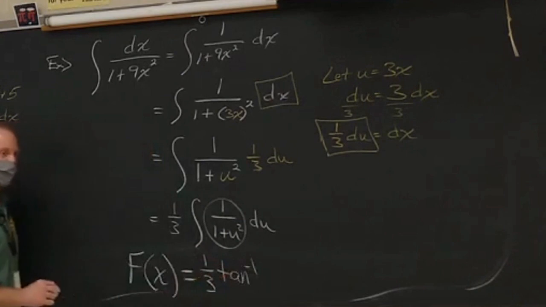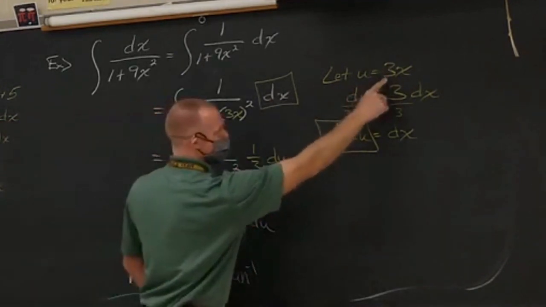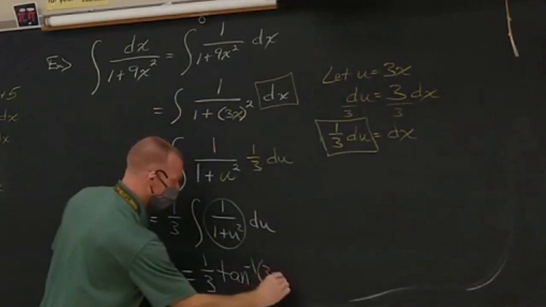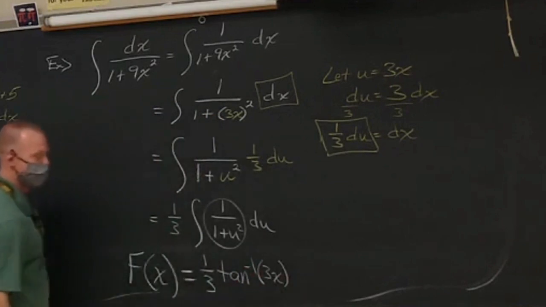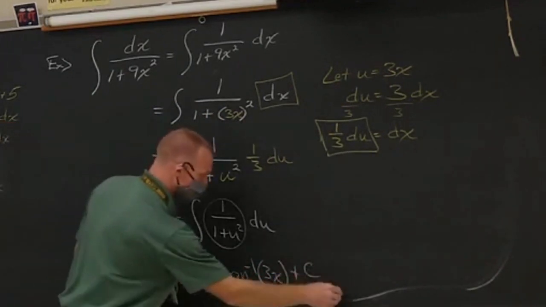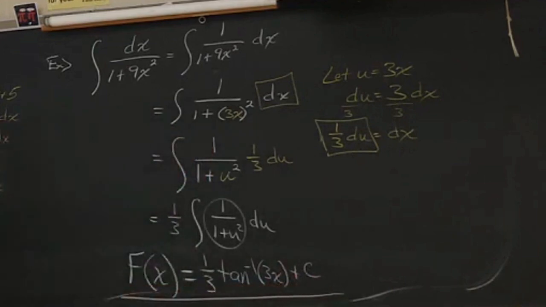Technically, I should write the letter u, but I think we're ready to say it's just going to then substitute back to be 3x. So it's the inverse tangent of 3x. Can we just go right to that final answer? I think we can. We get 1/3 inverse tangent of 3x plus c.